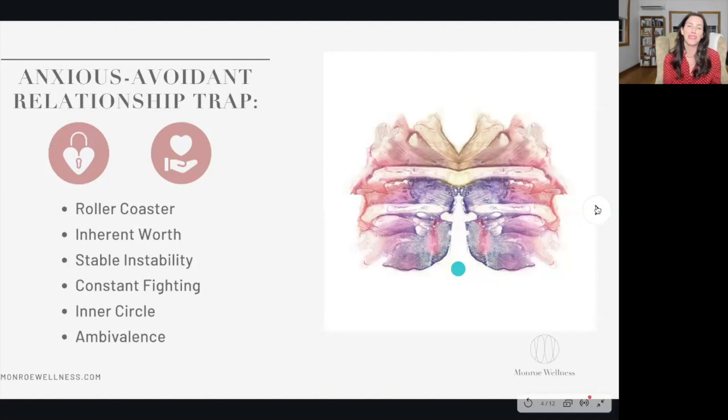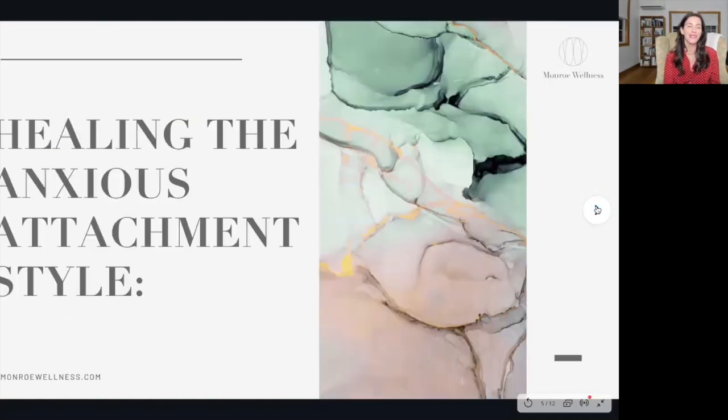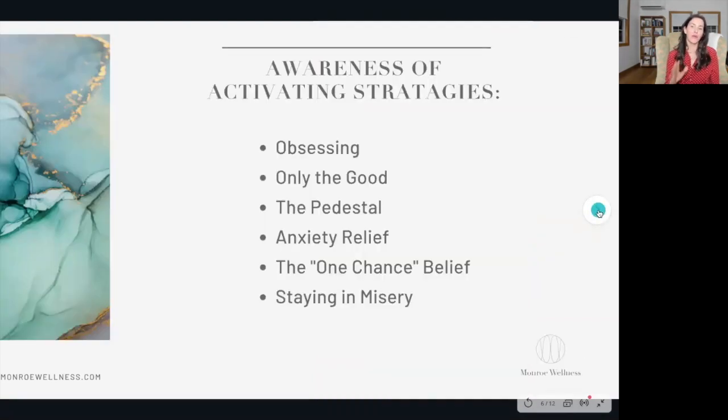So let's get to healing, shall we? Now that we know the mess that is these relationships that we can get into. So, healing the anxiously attached style. Some of this is about awareness in the relationship, and this can be in a friendship, in a mentorship, or in an intimate relationship. Becoming aware of these, in attachment science, they are called activating strategies. These strategies activate our attachment system, which activates our anxious attachment system.